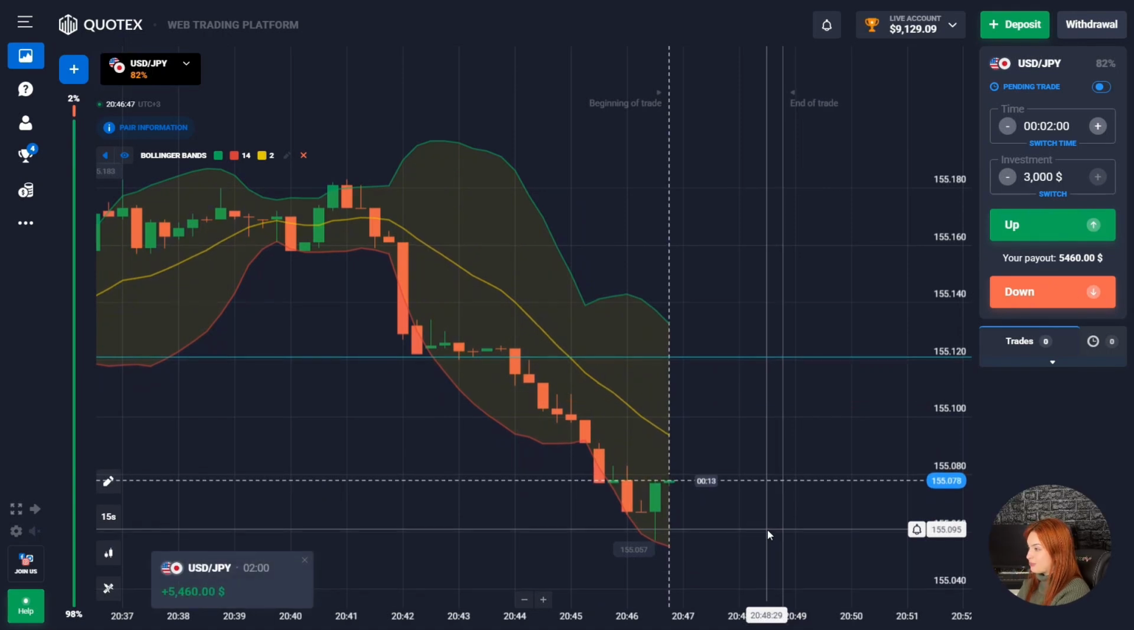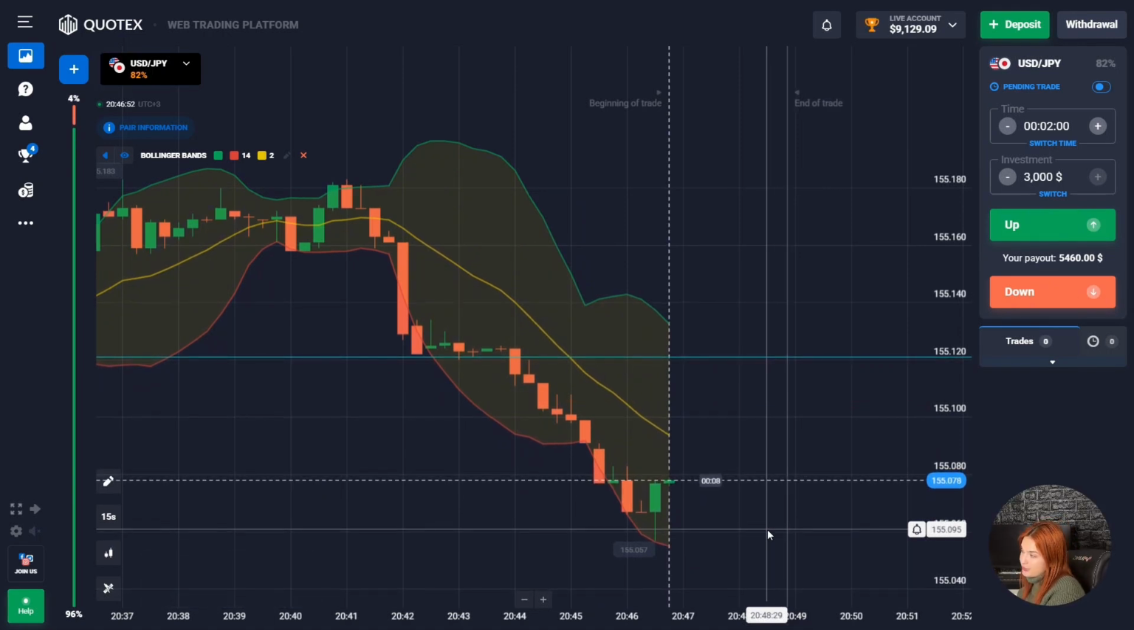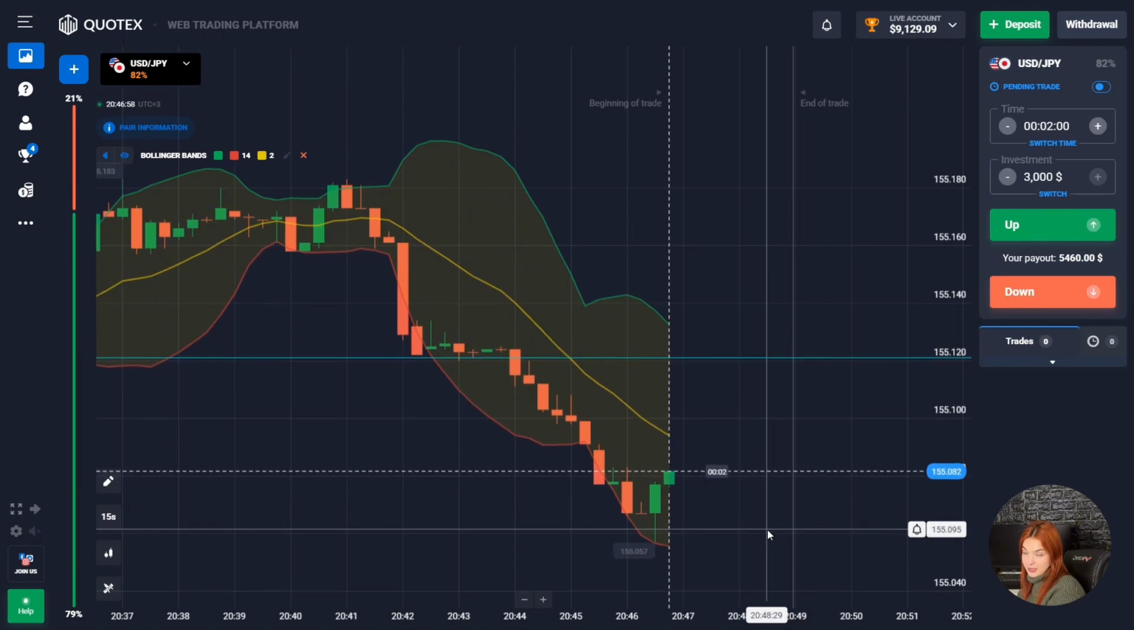Well guys, that's great. As you can see, the price continued to move down. I got a steady profit. Also, 2 minutes was just perfect for us in this situation. Thus, we already have more than $9,000 on deposit.